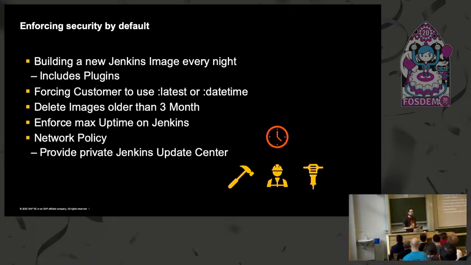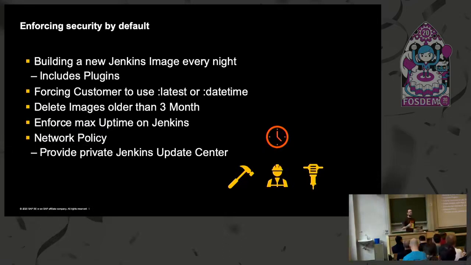We build a Jenkins image every night. So there's a Jenkins master, and this image already contains all the plugins. We pull down the image, build the Jenkins, run the Jenkins, Jenkins installs the plugins, the image is done. We tag it with latest and with the current datetime. And as a customer, we delete all the images after 3 months. So basically, there are only images available which are at maximum 3 months old.